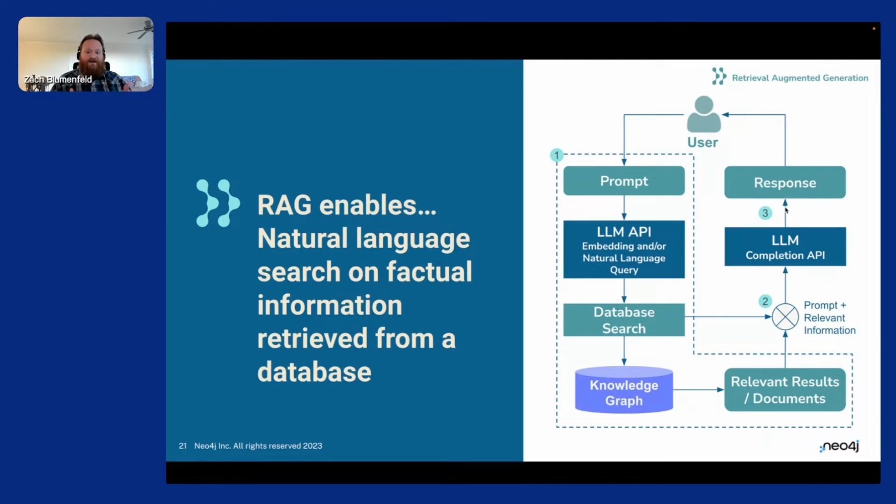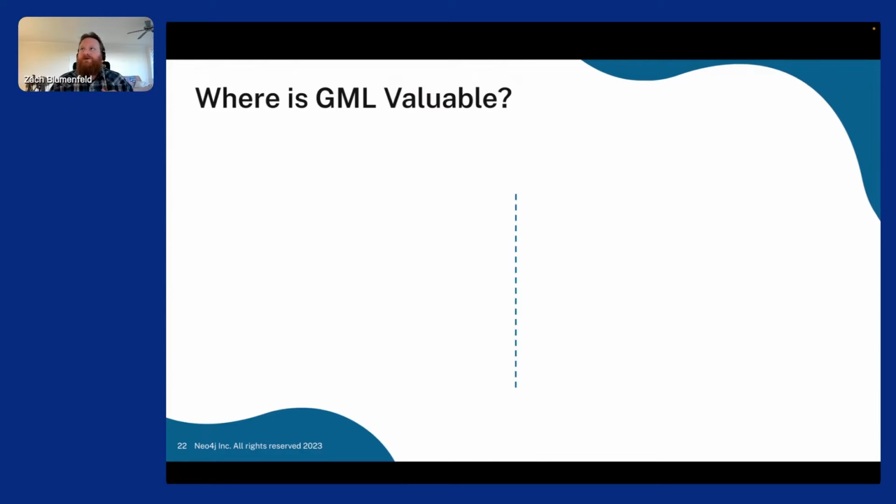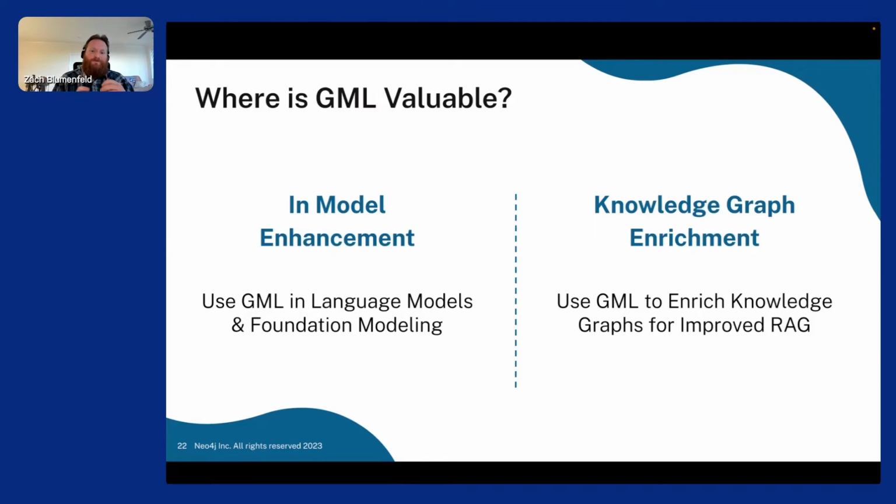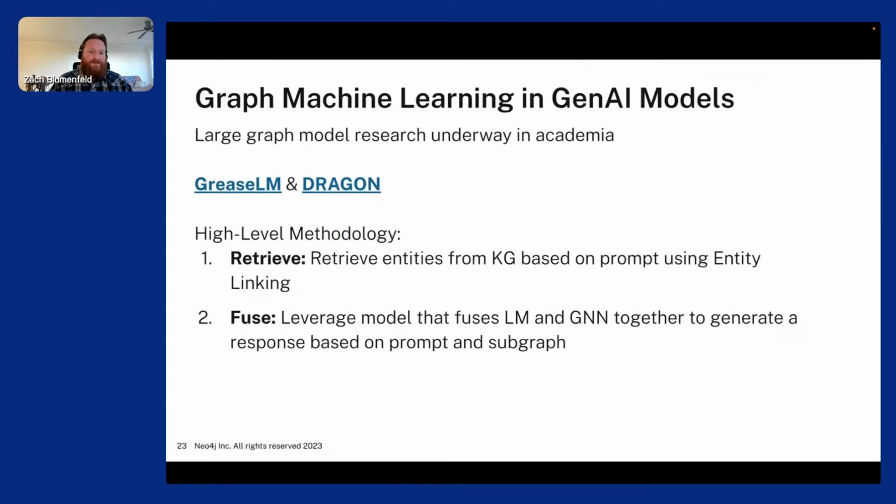And I know we've already had, and we will have, a lot of presentations around this. We could spend hours just on this. But I want to talk specifically about where graph machine learning fits in, because there are really two places. When we think about where graph machine learning can fit in, it's either side of this coin. There's the in-model enhancement, basically using graph machine learning for language models. And then there's the knowledge graph piece, enriching the knowledge graph with graph machine learning. I'll talk more about this second one, because as I'll show you in a bit, I think they're both wonderful, but one is a little more accessible right now than the other.